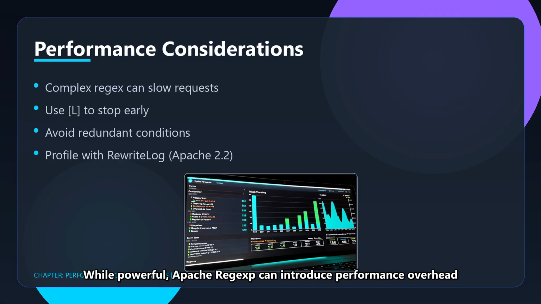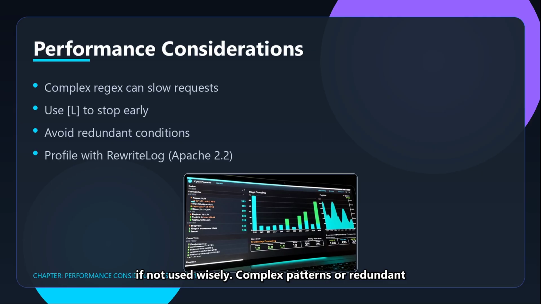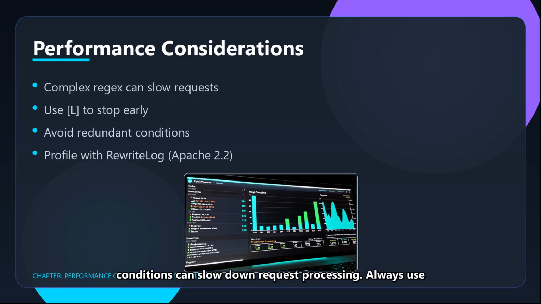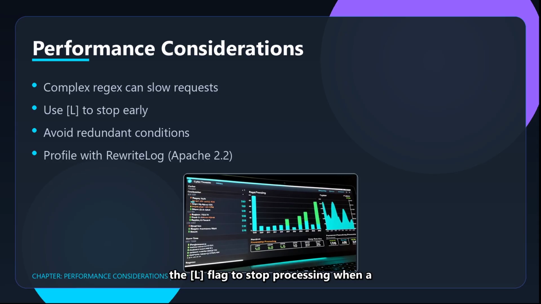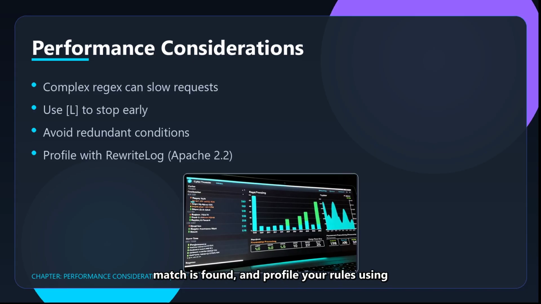While powerful, Apache Regexp can introduce performance overhead if not used wisely. Complex patterns or redundant conditions can slow down request processing. Always use the L flag to stop processing when a match is found, and profile your rules using RewriteLog in older Apache versions.